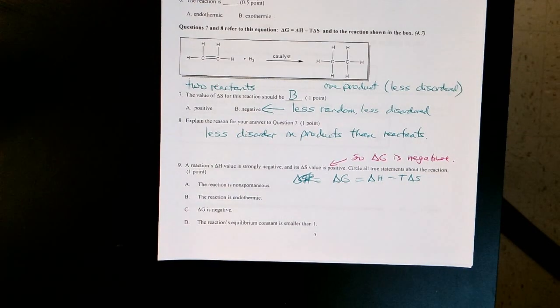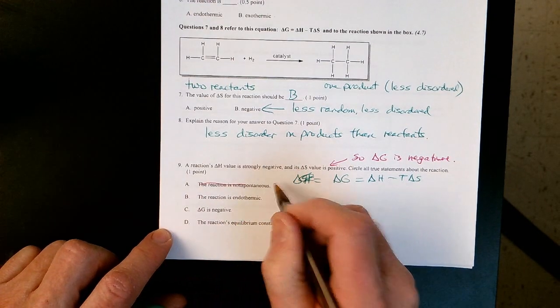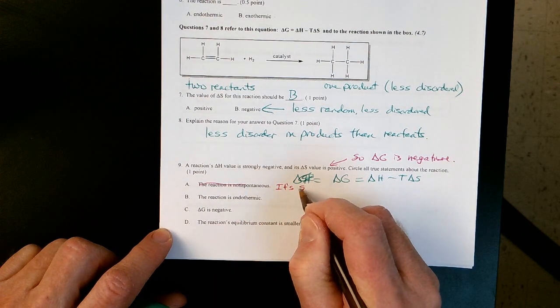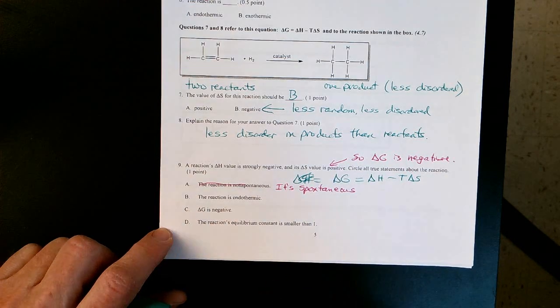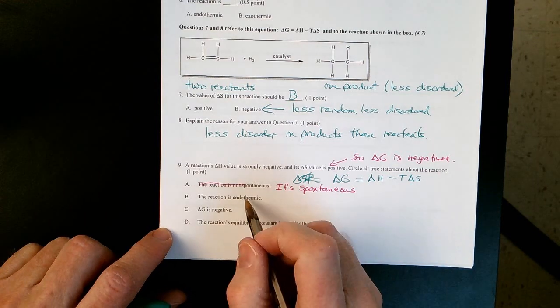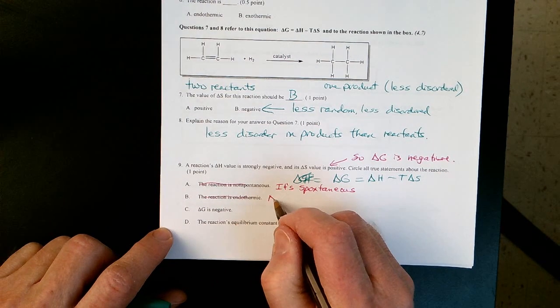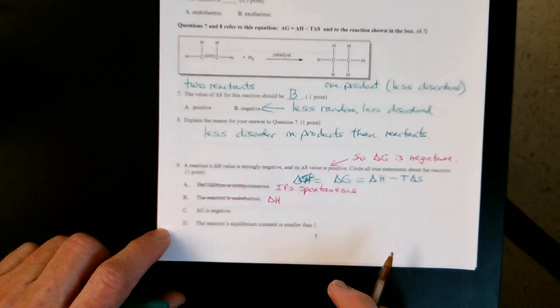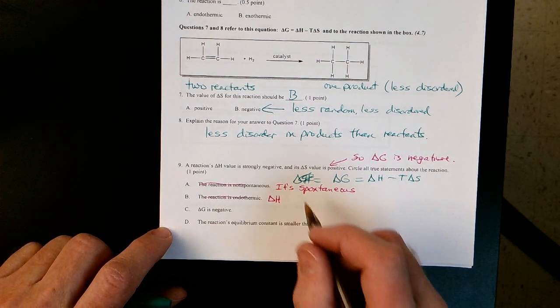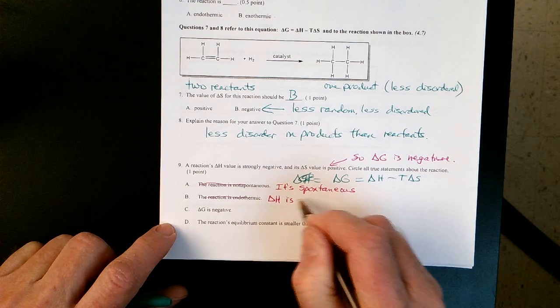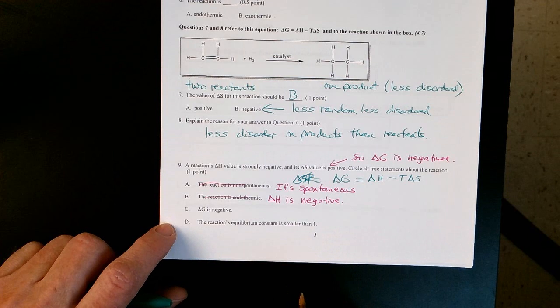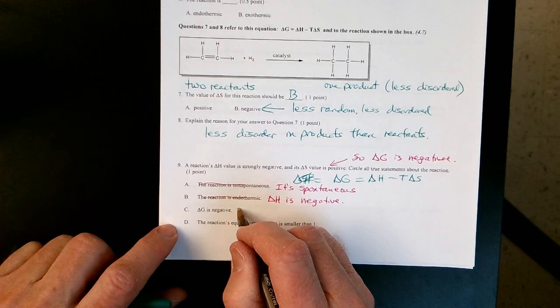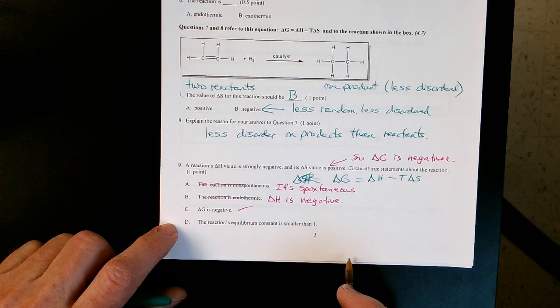And let's see what statements match here. The reaction is non-spontaneous. Nope. It's definitely spontaneous. That's what a negative delta G means. It does want to happen all on its own. The reaction is endothermic. No. Endothermic just refers to the heat part, so that's delta H. Delta H is negative. It releases heat, and we're told that. Delta G is negative. Yes, that's for sure.